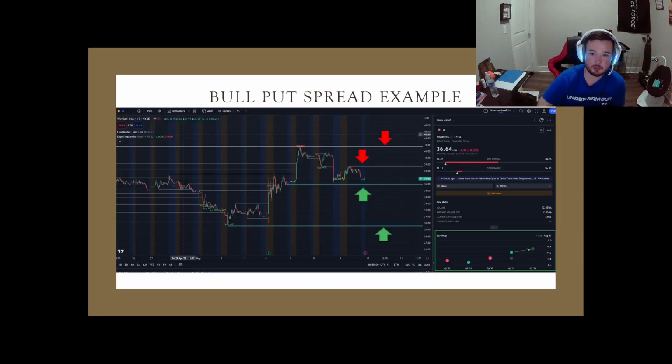Here is a bull put spread example. So we're going to show what it looks like to bet the opposite way with a bull put spread. So this stock is actually Wayfair. We found this stock by running the same scanner, but looking at top losers. And essentially what we're going to do is we're going to play the upside, right?